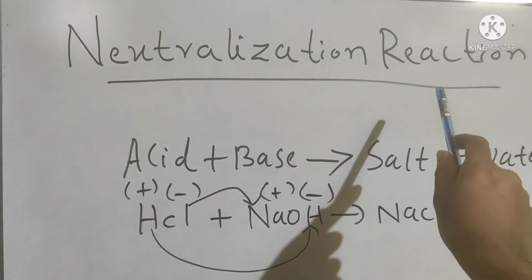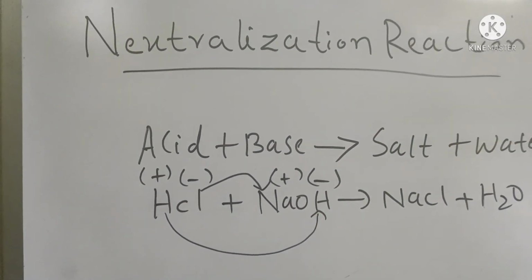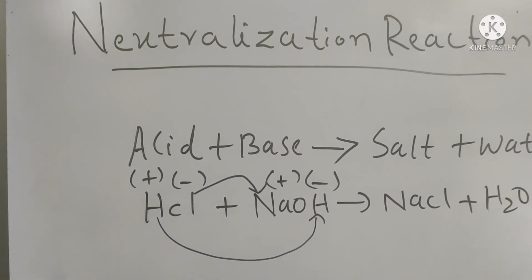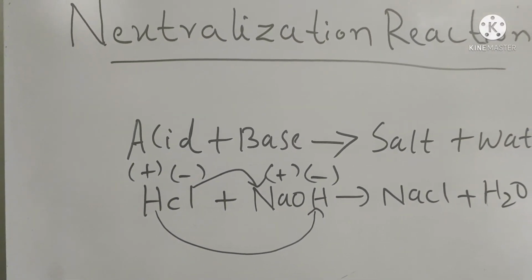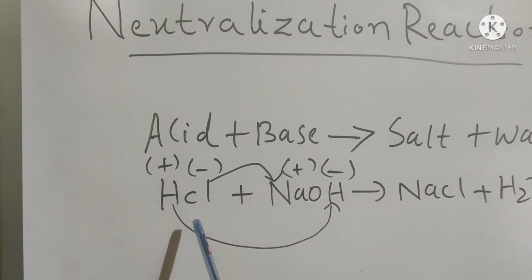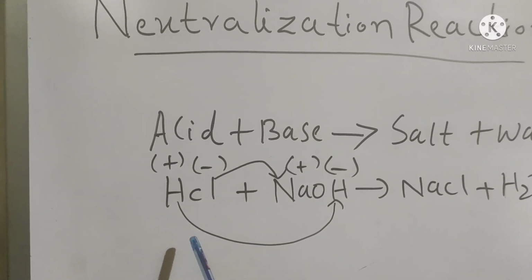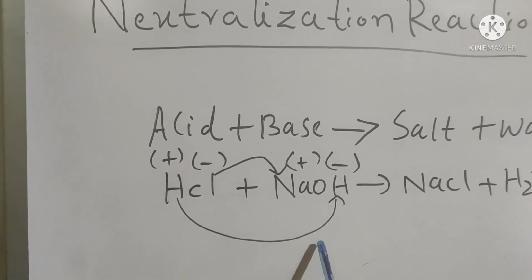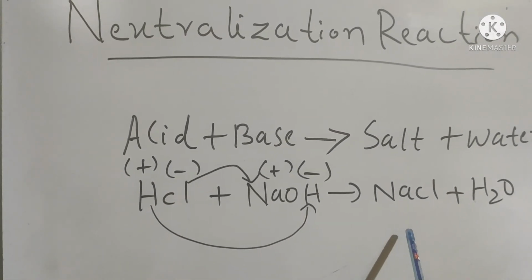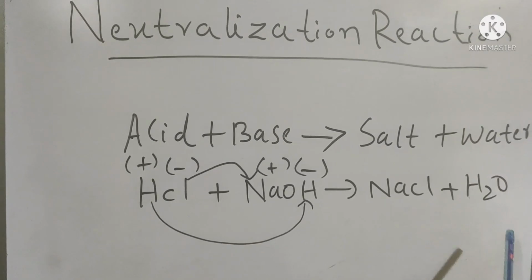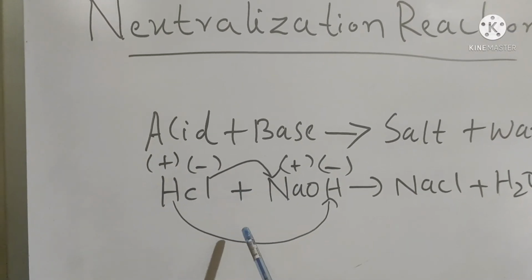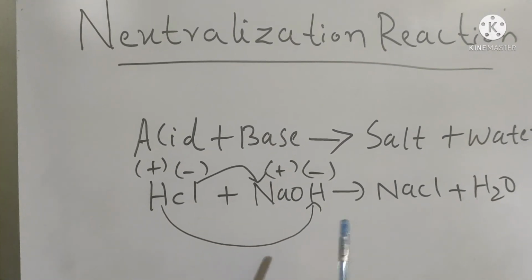Neutralization reaction is also a double displacement reaction. What is a neutralization reaction? In a neutralization reaction, acid and base react together to form salt and water. An example is hydrochloric acid, HCl, reacting with sodium hydroxide, NaOH, to give NaCl, that is salt, and water, H2O. Here also exchange of ions takes place. Hence it is a double displacement reaction.